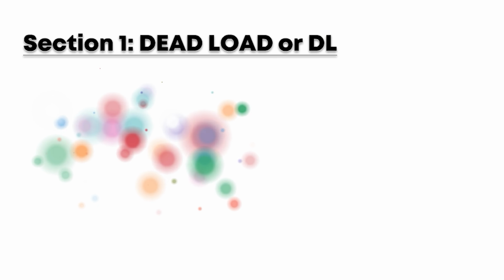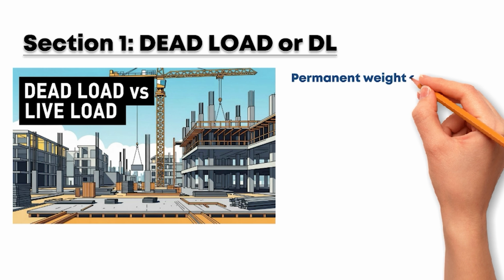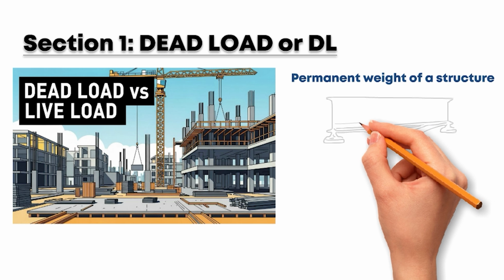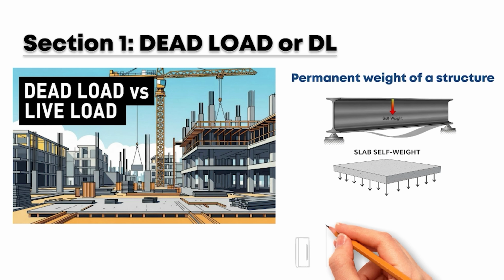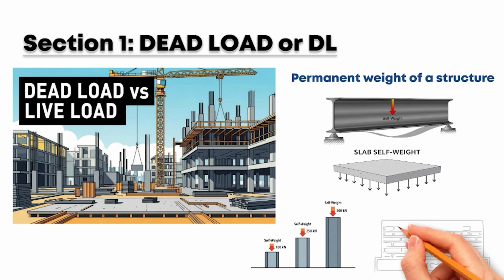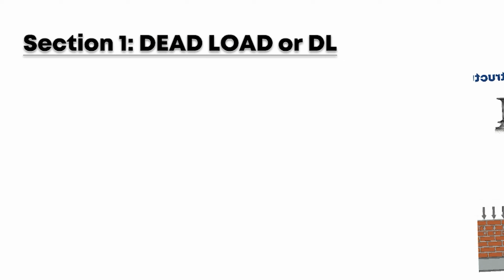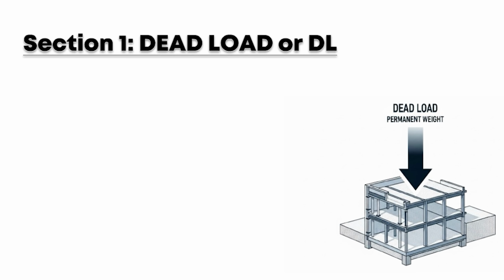First up, dead load or DL. Think of this as the permanent weight of a structure, everything that stays put forever. We're talking about the self weight of beams, slabs, columns, walls, and even the finishes like tiles and plaster. Once your building is constructed, this load doesn't change during its entire lifetime.